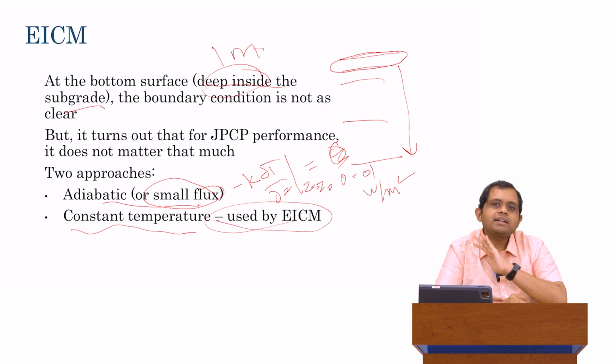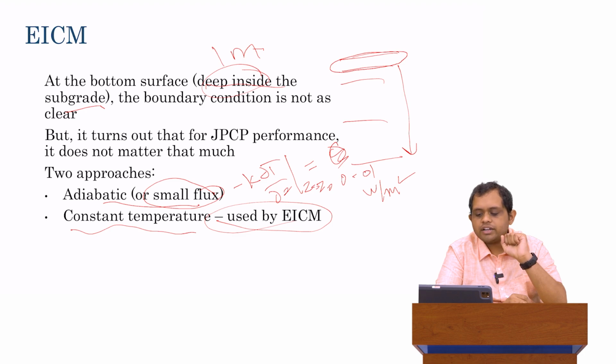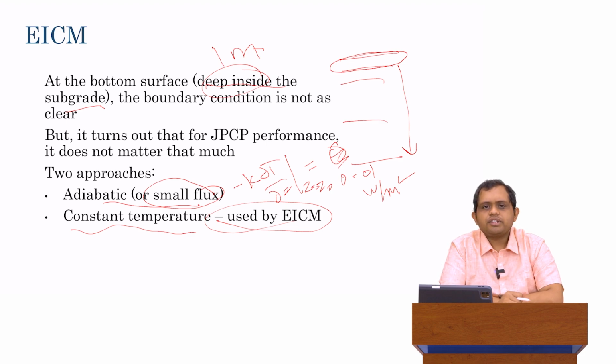There is some experimental data that supports this, although it's questionable if the instruments are sensitive enough to register this. And there is some good, not physics, but sort of intuitive understanding on why this is the case. It's not important in this class for you to go into all those details. But in summary, these are the two options for the boundary condition at the bottom, which is 1 meter into the subgrade. It's not very clear or obvious what to use. It's not very important either, as it turns out, for JPCP. So either you can use this adiabatic assumption, or as the EICM does, you can make an assumption about some constant temperature. It does not make too much of a difference at the end of the day.